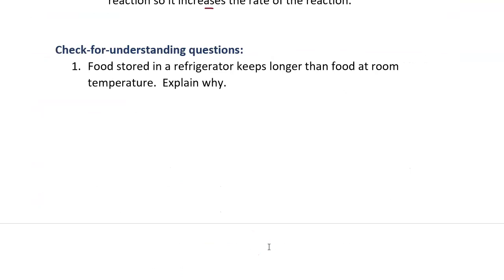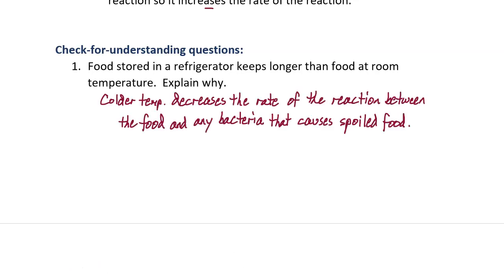I'll pause the video for you to answer this and then we'll discuss. The factor that's important here is the temperature. The colder temperature in a refrigerator decreases the rate of the reaction between the food and any bacteria that causes spoiled food. When food spoils, it's a chemical reaction between food and bacteria. So if you can decrease the speed of that reaction, then the food will last longer.